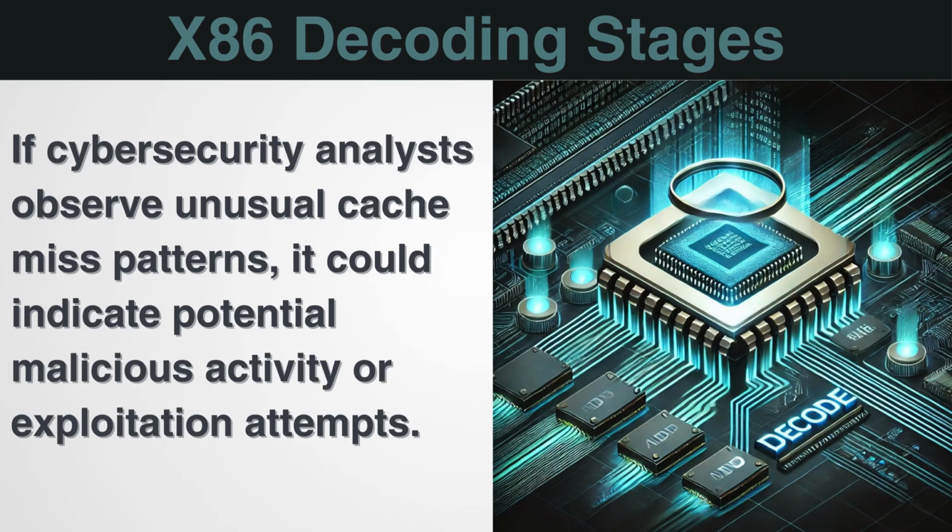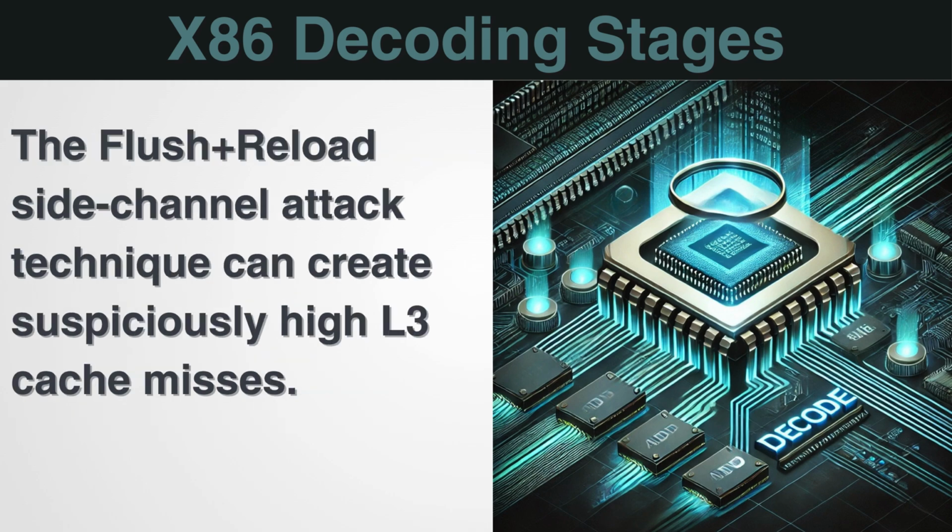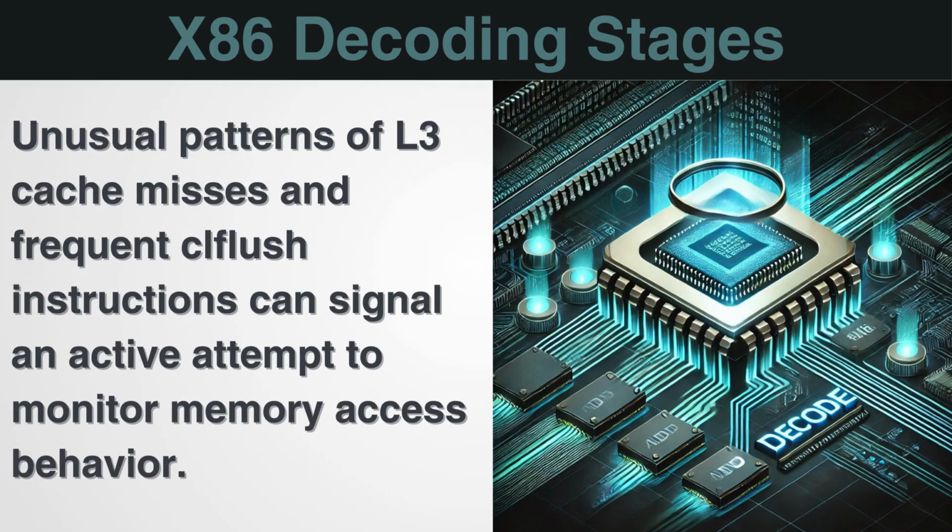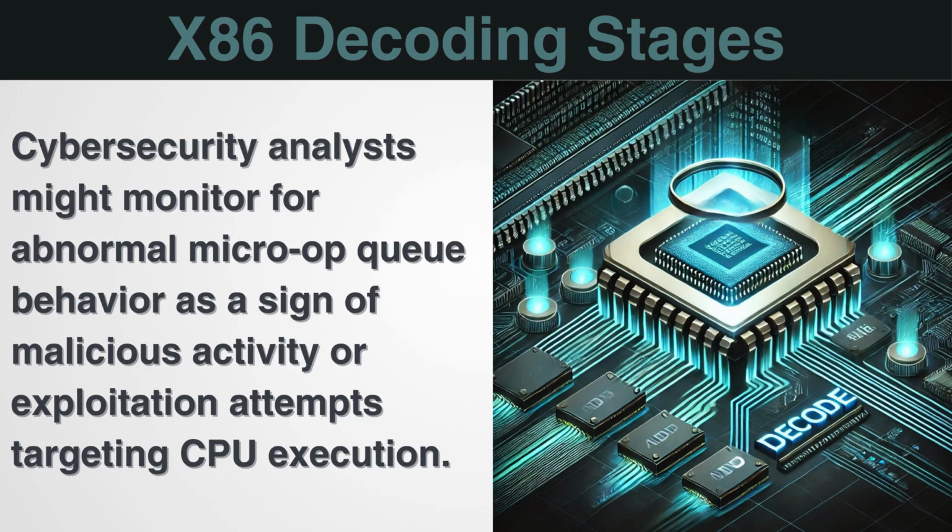They'd also look for abnormal cache miss patterns, where normal workloads exhibit predictable cache miss patterns. Cache timing attacks like Flush+Reload create suspiciously high L3 cache misses. So the anomaly they might be looking for is a spike in L3 cache misses after execution of cryptographic operations. And they'll be looking for irregular micro-op queue activity.